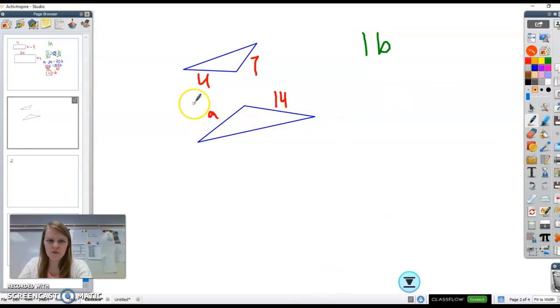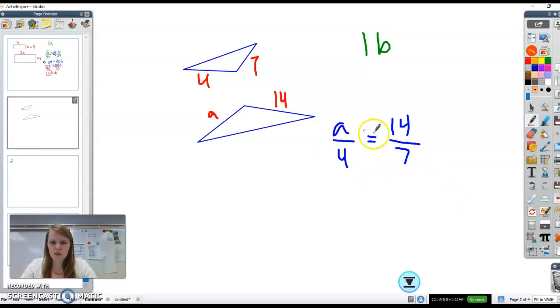We said A and 4 match up, and 14 and 7 match up. Since A was from the larger triangle, I'm going to make sure that the other side length of the large triangle goes on top, and then the 7 matches up here too.